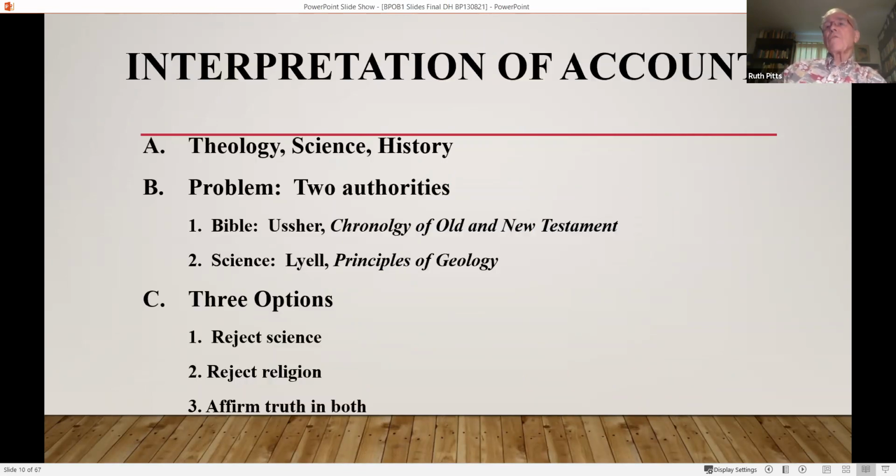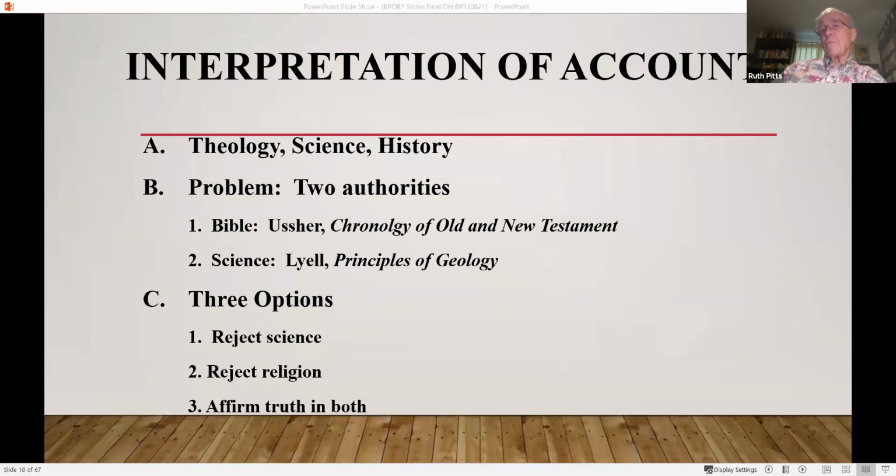So interpretation of the accounts is really important, and there's a great deal of discussion about this, obviously, in our society and our culture today. So we might ask, is this primarily theology or religion, or is it science, or is it history? Is it all three? Is it in some way a combination of all of those kinds of things? The problem here in interpretation today is that you have two authorities at work. One is the authority of the Bible or scripture, and another is the authority of science.